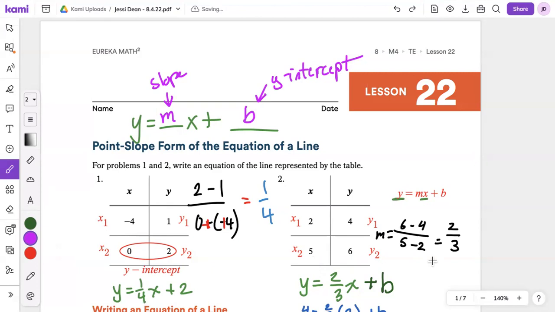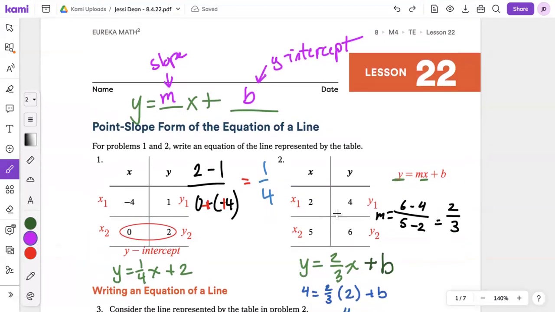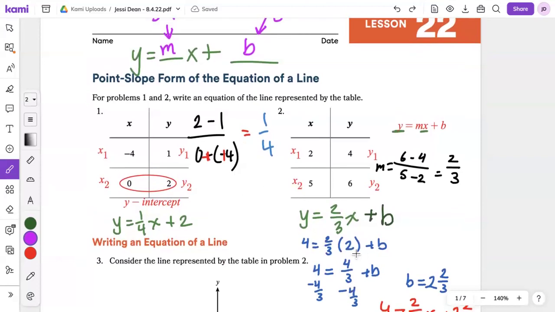So what we're going to do is take what we have so far of the equation, y equals 2/3 x plus b, and we're going to plug in one of our ordered pairs, x1 and y1 here, so 2 and 4. So that means our equation becomes 4 equals 2/3 times 2 plus b. At that point, we can then just solve for b. So 4 equals 4/3 plus b. 2 times 2/3 is 4/3. Subtracting 4/3 from both sides, we end up with b equals 2 and 2/3.